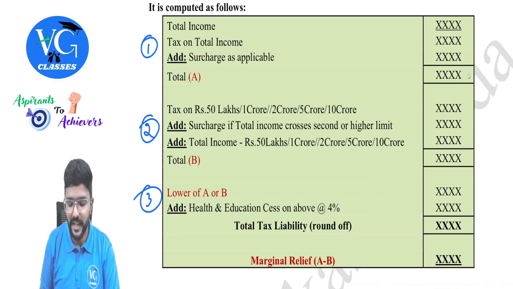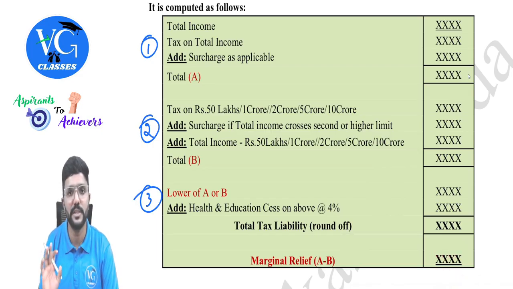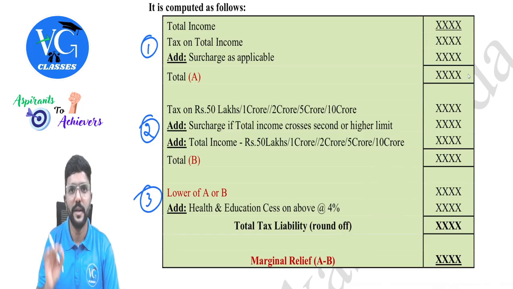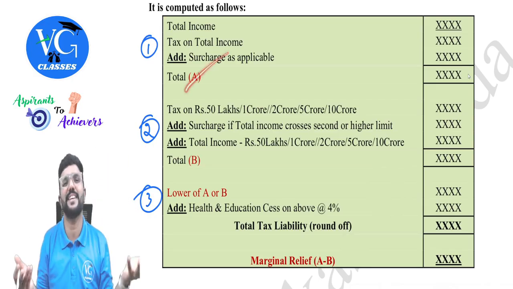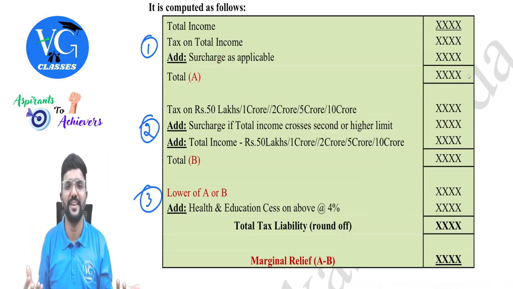In that case, if I do A minus B, I'm getting negative. Guys, relief cannot be negative. Please be careful. Relief is available only when B is lower. Because A is our regular calculation, if that itself is lower, then there is no relief available, guys.